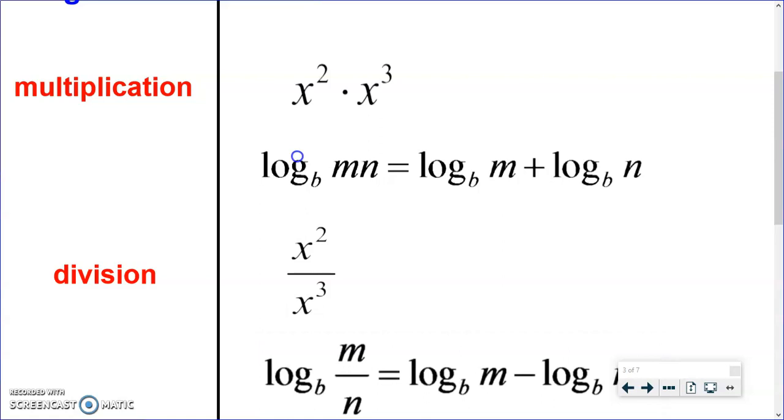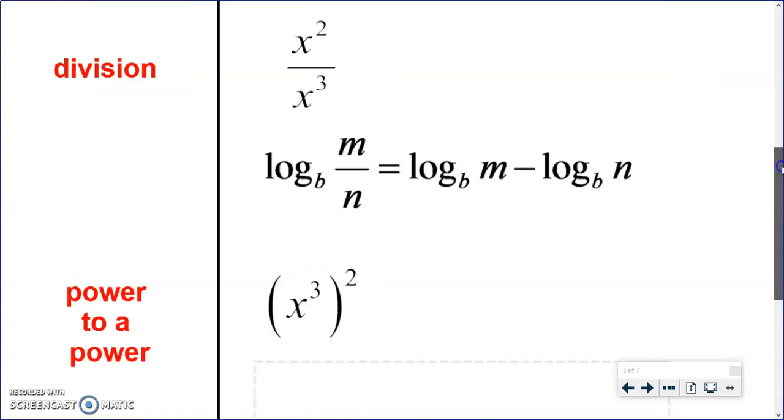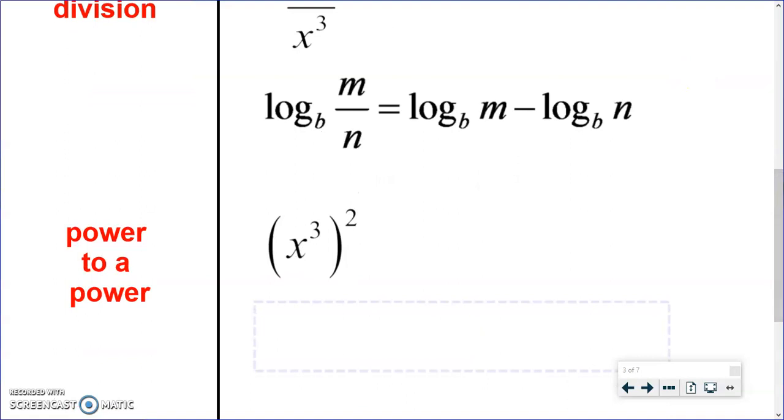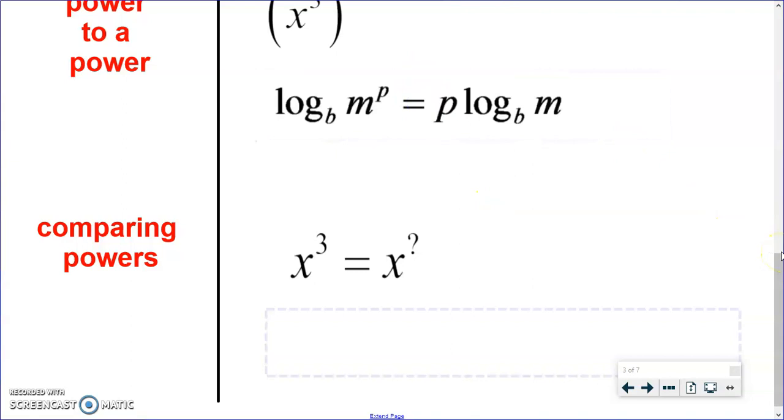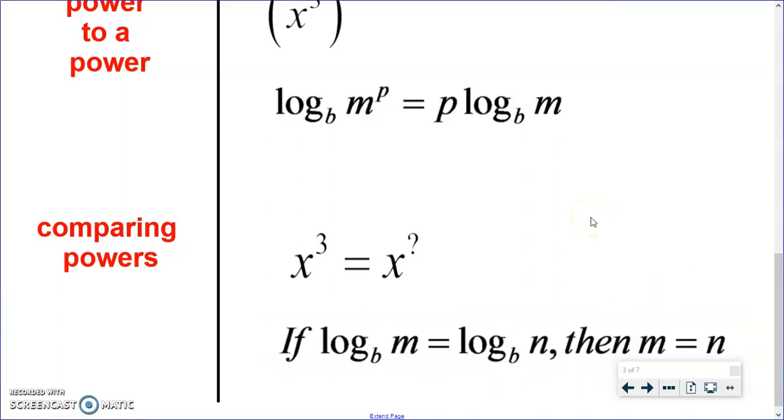Division, we can also simplify and condense. If you have log base b of m minus log base b of n, when you subtract two things, you can rewrite them as division. For exponents, we can take the multiplier out in the front, that p, and bring it up to be the exponent. And again, we know comparing powers that the two values are going to be the same.